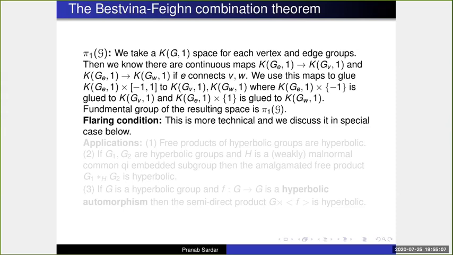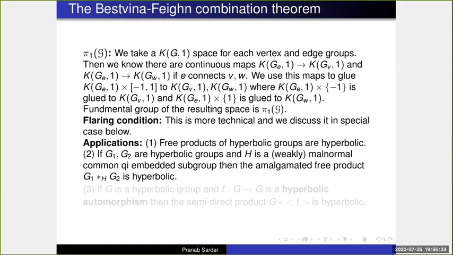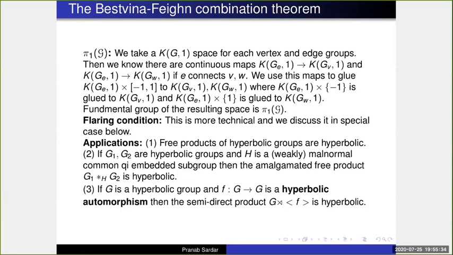One very simple application of this theorem of Bestvina-Feighn is that free products of hyperbolic groups are hyperbolic. In this case, flaring is trivially true. I did not explain what it is, but these are easy. And then if G1, G2 are hyperbolic groups and H is a weakly malnormal common subgroup, which is QI embedded in both, then the amalgamated free product is hyperbolic. And this is where I will explain a little bit about flaring.